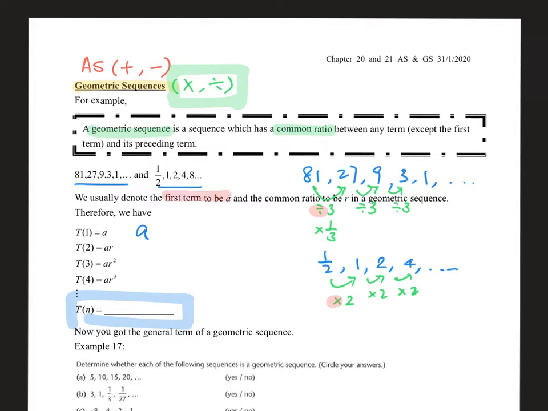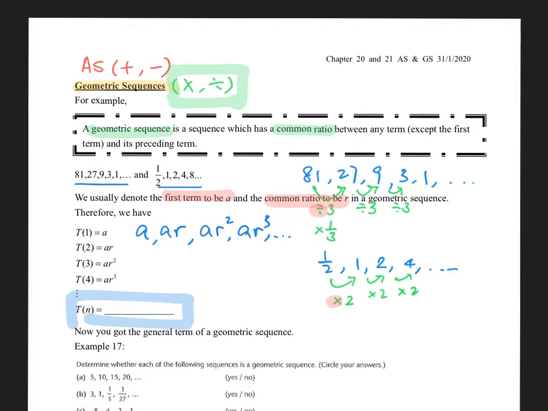Afterward, because this time we multiply or divide by a certain number, we no longer call it a common difference, which we use d for in AS, but it's called the common ratio, r. In order to get the next term, every time we multiply by r. If you are talking about division, it may be like multiply 1/2, multiply 1/3, so the ratio r is still multiply 1/2, multiply 1/3. And to get the third term, we multiply by r one more time: ar squared, ar cubed, and so on.